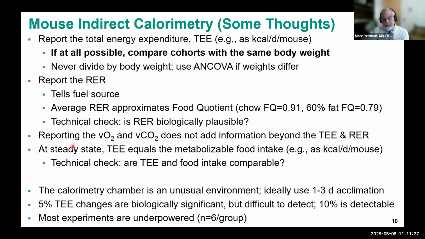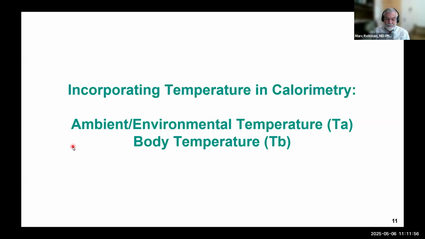Some other details: the calorimetry chamber is a very unusual environment. So you should ideally acclimate the animals for at least a day, and ideally more than that, till they have more normal behavior in the calorimetry chambers. And the other point is that 5% changes in energy expenditure are biologically significant, but difficult to detect. 10% should be pretty detectable. And just parenthetically, most experiments are actually underpowered in the way we do them, unfortunately.